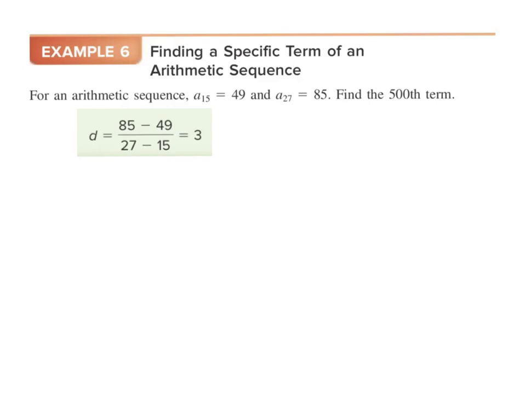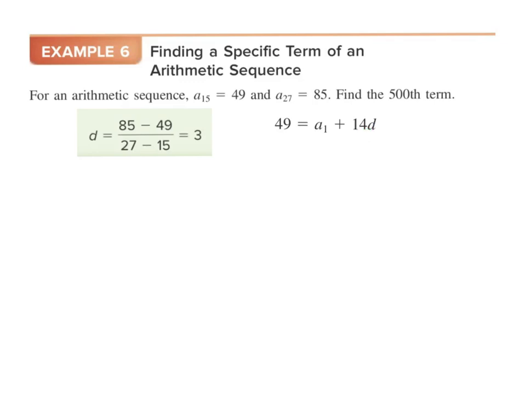Now, in order to find the first term, you can use one or both of these. I would only use one, since I have the common difference now. I'm going to use this first one because it's first. Okay, so here's where I start. If this is the 15th term, the 15th term is 49. And so I take the first term and I add 14 times the common difference. Let me write that in here.